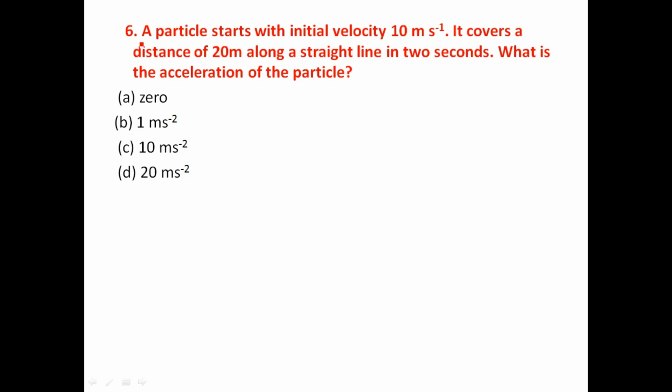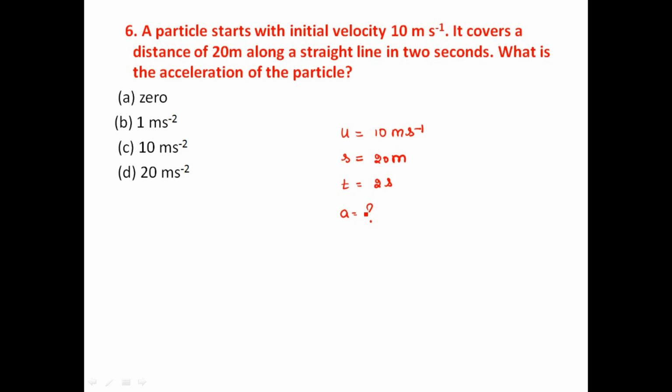The sixth question says, a particle starts with initial velocity 10 meter per second. It covers a distance of 20 meter along a straight line in 2 seconds. So we'll write what is given in the question first. Initial velocity with which the particle moves is 10 meter per second. The distance covered by it, I'll represent it with the symbol S, is 20 meter, and it took t as 2 seconds. Time taken is 2 seconds. What is the acceleration of the particle?